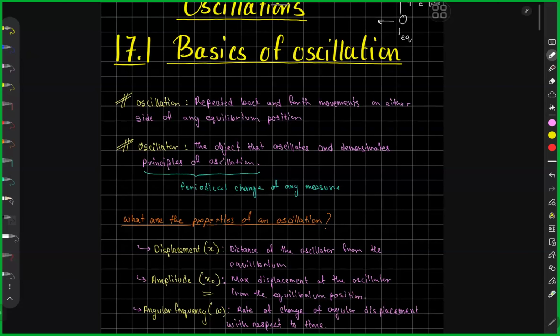Now, what is the oscillator? The object that oscillates and demonstrates principles of oscillation. In simple words, the principle of oscillation basically means a periodical change of any measure.